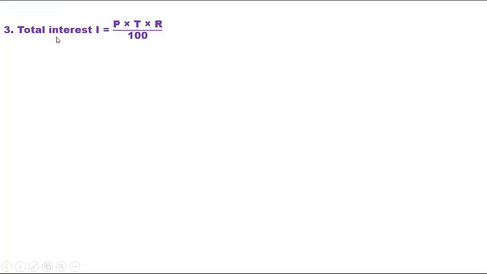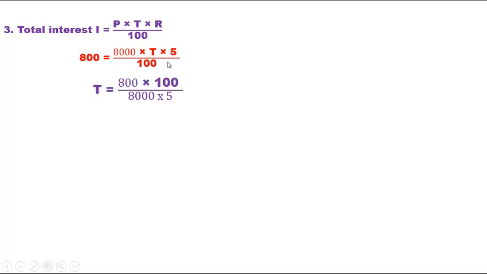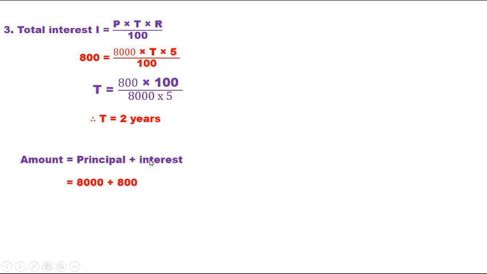Third one, total interest is equal to P into T into R divided by 100. Therefore 800 is equal to 8,000 into time into 5 divided by 100. Therefore T is equal to 800 into 100 divided by 8,000 into 5. Therefore T is equal to 2 years. Total amount is equal to principal plus interest. Total is 8,000 plus 800 rupees interest. Total is equal to 8,800.